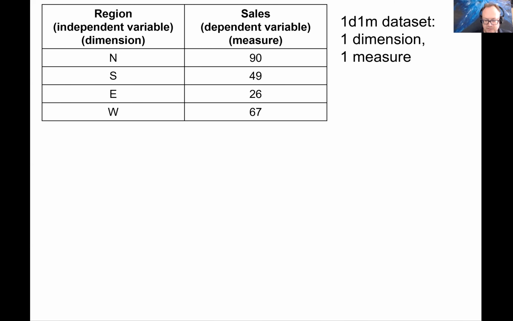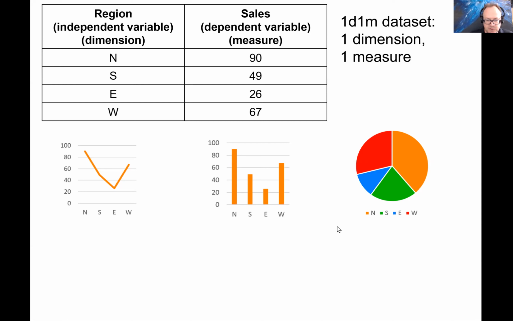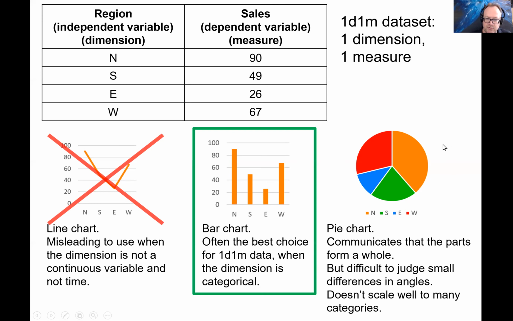So the three same possibilities are still possible, but now the line chart would be really misleading, because this line chart would suggest to the audience that it does make sense to interpolate between regions, when really we don't want to be suggesting that to the audience. So the bar chart is what is really recommended for this type of data. So I'll put a green border around that.